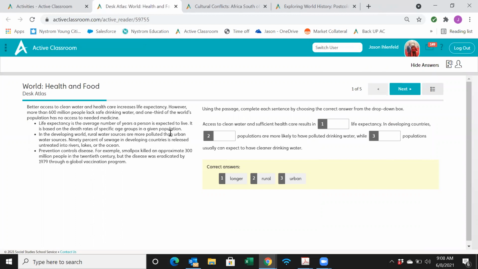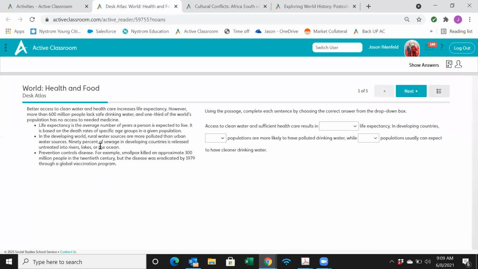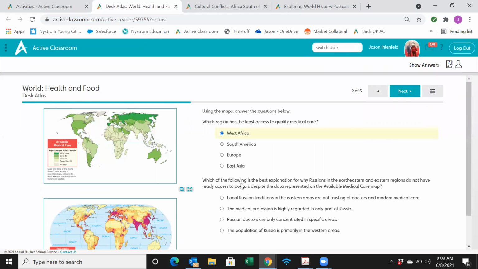The Desk Atlas is kind of an assessment tool, but new learning can definitely take place with these. These are going to be interactive activities. So you can see here, if I choose to hide the answers, you have things like these drop-down menus where the students choose answers. These are probably things that you're seeing on the new STAAR test and end of course exam. So getting practice with these types of things.